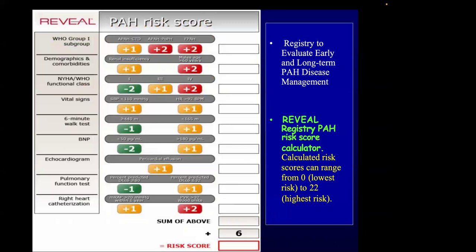And this is the PH risk score: WHO group 1 subgroup, demographics and comorbidities, NYHA and WHO functional class, vital signs, 6-minute walk test, NT-proBNP, echocardiography, pulmonary function test, right heart catheterization. And the REVEAL registry PH risk score calculator calculates a risk score that can range from 0, the lowest risk, to 22, the highest risk.